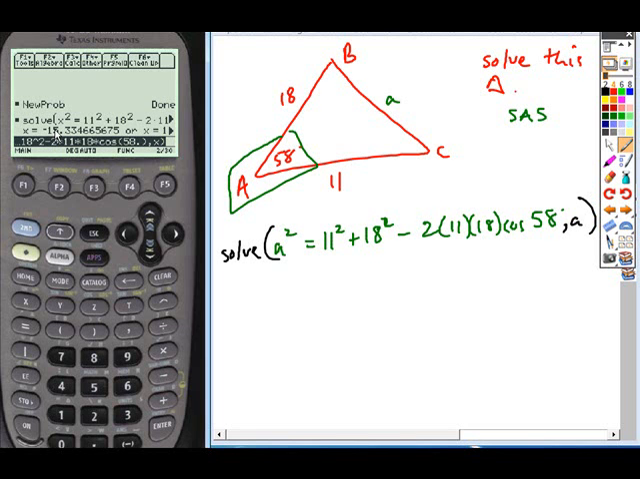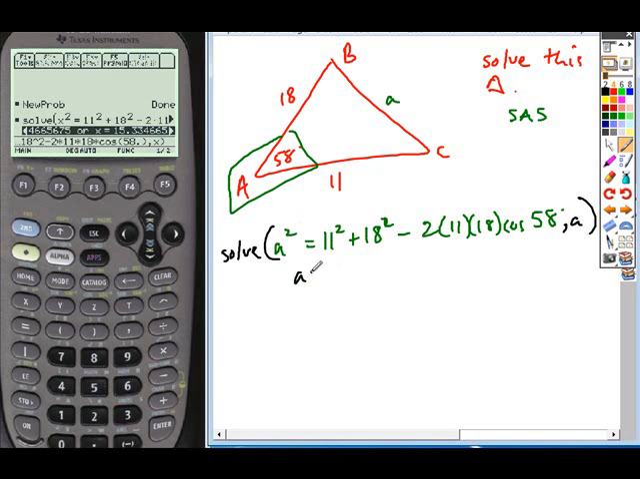Well, there's two solutions, right? Anytime you're solving quadratic equations, you're going to get two solutions or a repeated solution. So here we have negative 15, and can that be the length of this side A? No. The other one would be the positive of that. So A is equal to about 15.3.